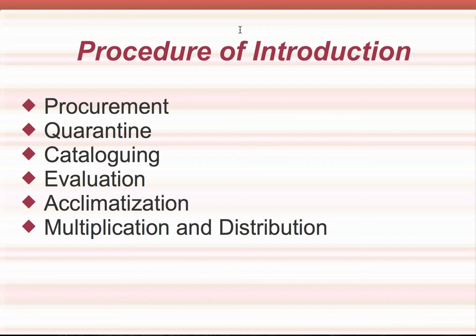And then the multiplication and distribution. Promising introductions or selections from the introductions may be increased and released as varieties after necessary trials. And most of the introductions, however, are categorized for desirable traits and are maintained for future use. And such materials are used in crossing programs and are readily supplied by the Bureau on request, either to the farmers or research workers, scientists, or any research institutes as such.